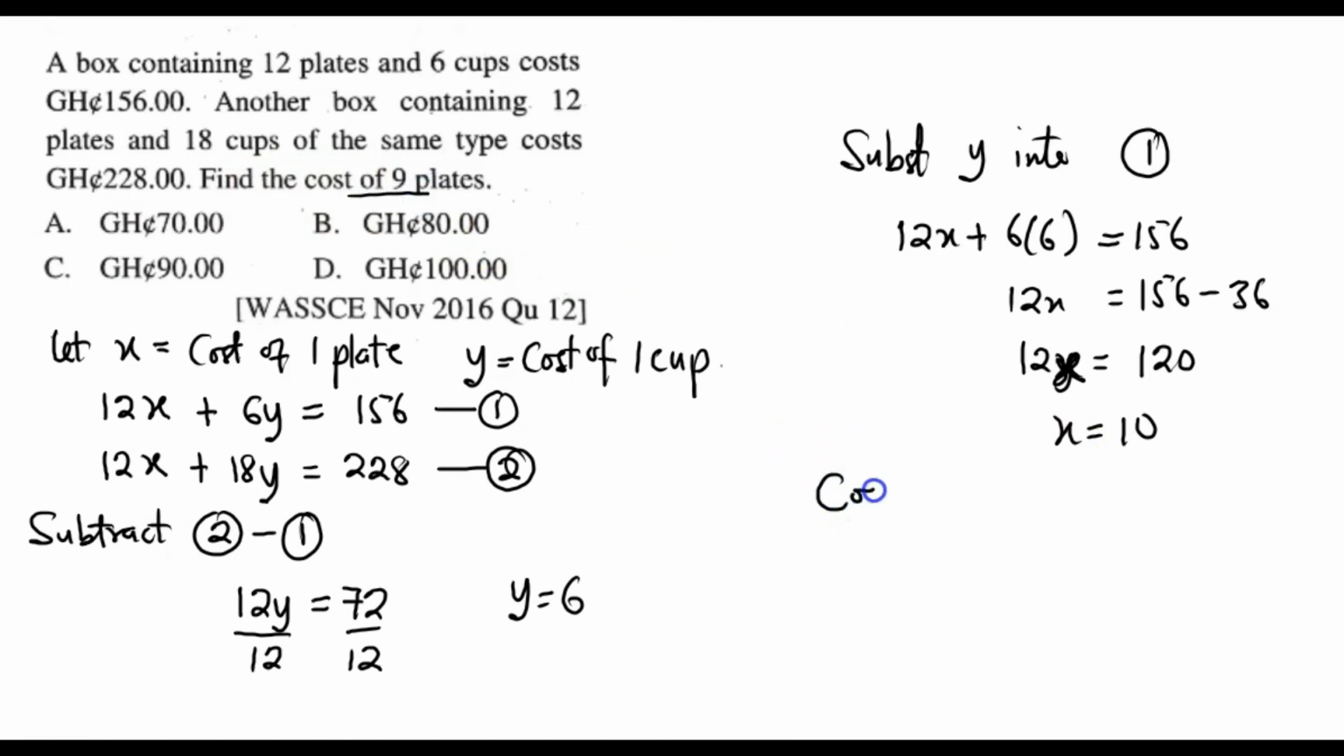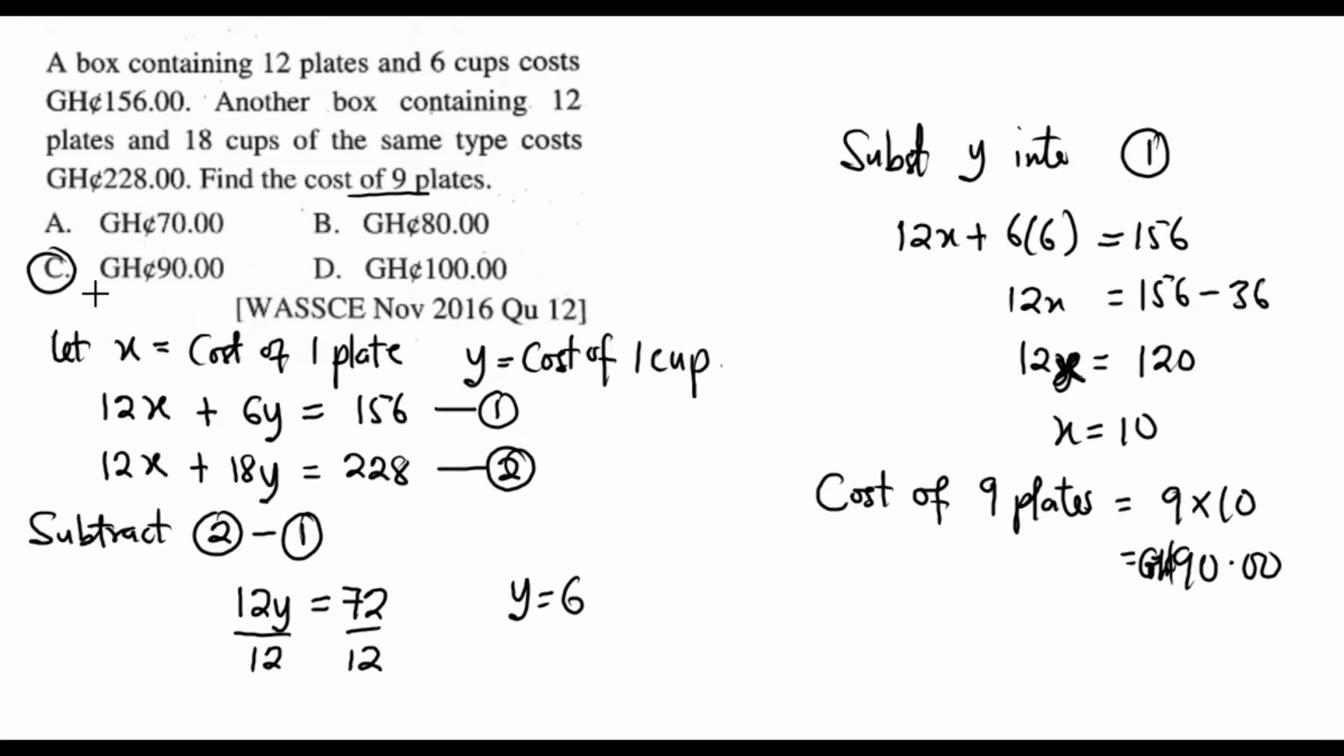So the cost of 9 plates will then be equal to 9 times 10, and that is giving us 90 Ghana cedis, and therefore the answer is possible answer C.